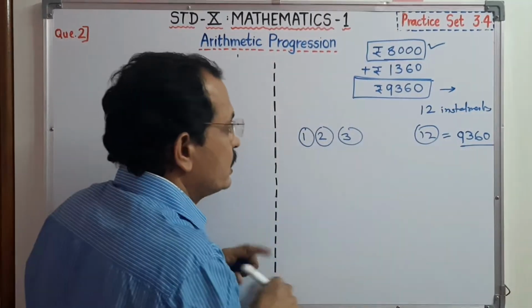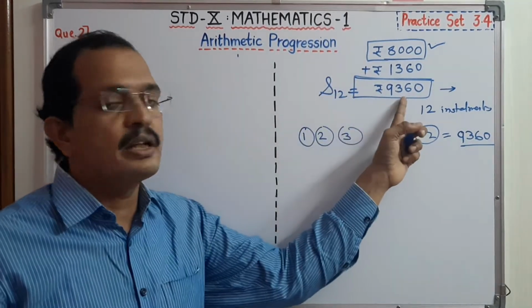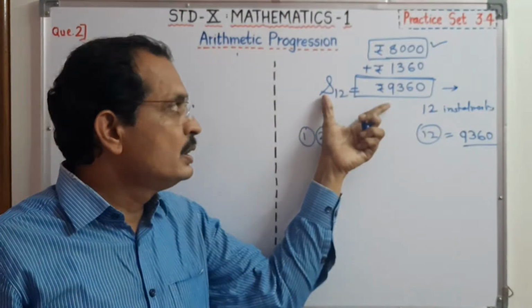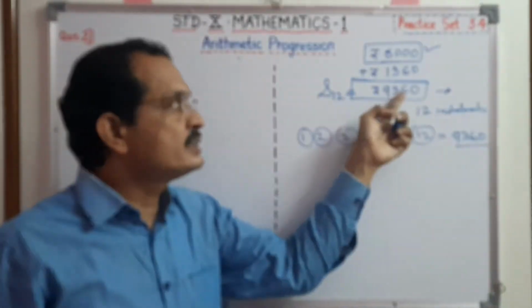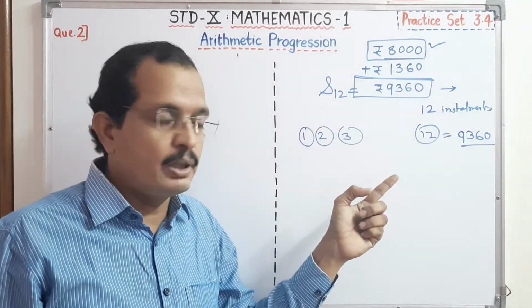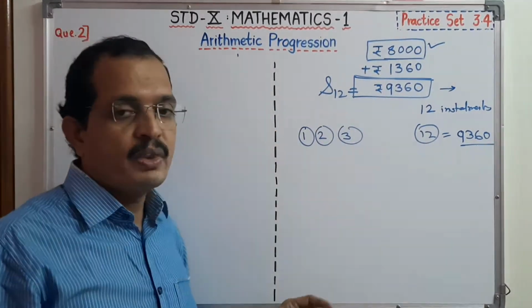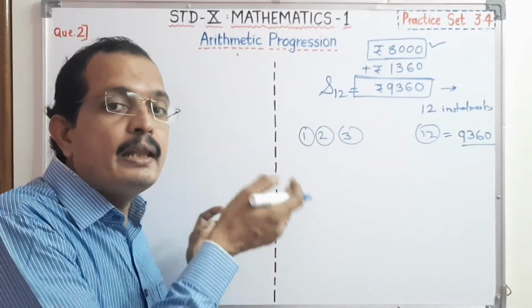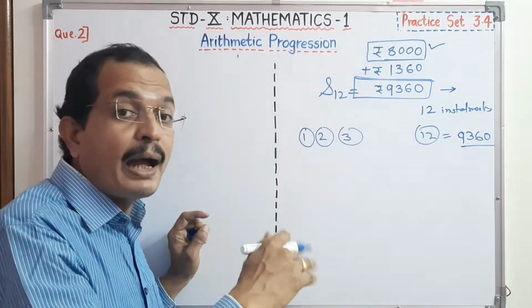That means, dear student, we know that S12 is equal to 9360. Got it? See, dear student, we know that sum of 12 installment, S12, is 9360, and we have to find out the first installment and the last installment. Dear student, see here, one more information is given. The next installment is less by 40 than the preceding installment.